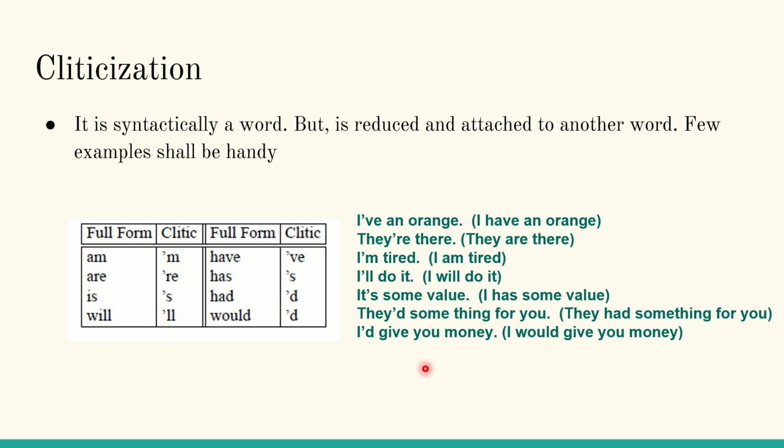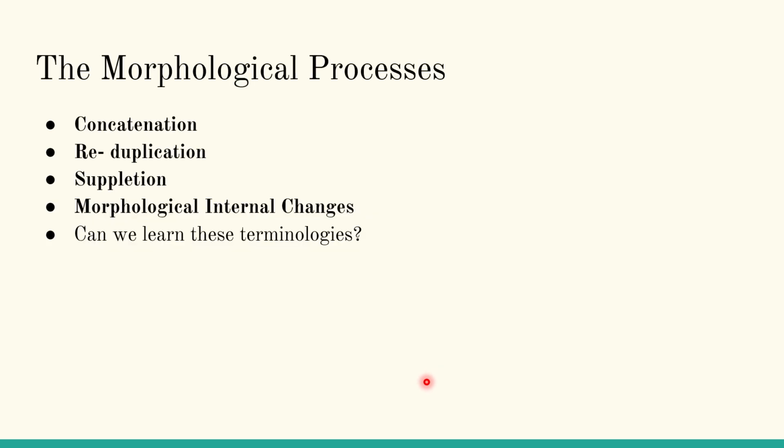We have been using it for a long time. It's some value. It has some value is what is presented. It actually says that it has some value. They'd something for you. They had something for you. This D says that I would give you money. So all these are called clitics, and this is very important for you to understand.